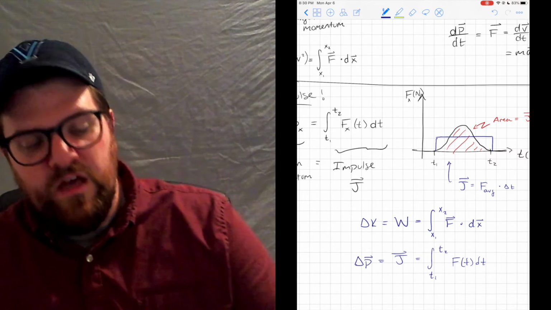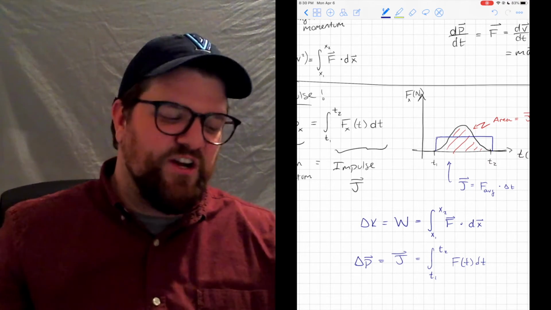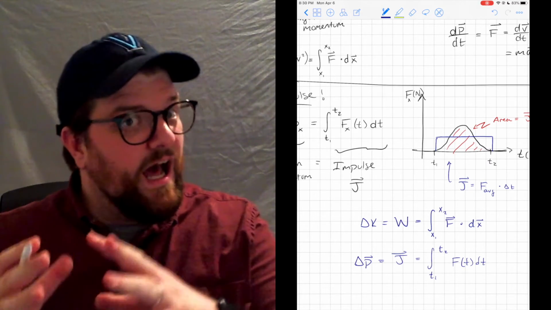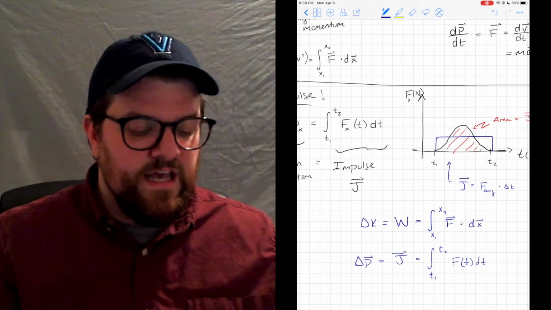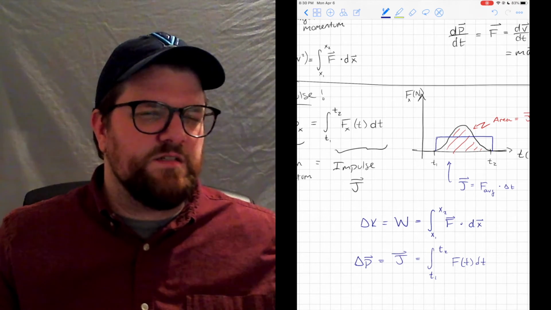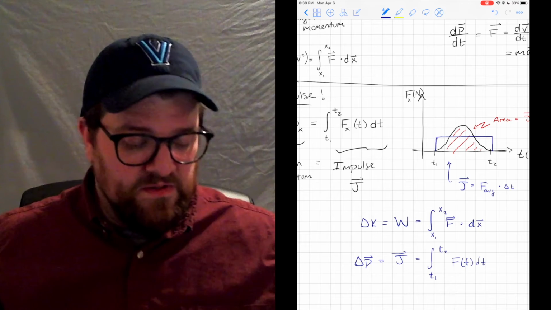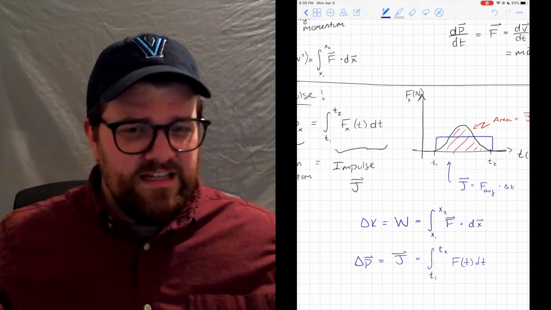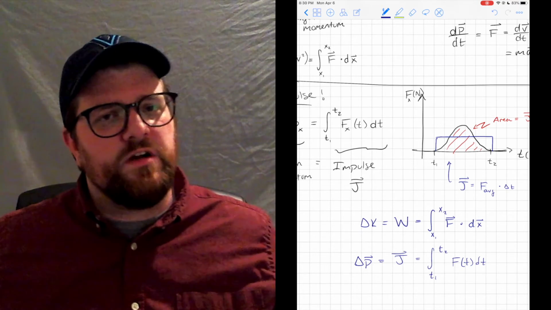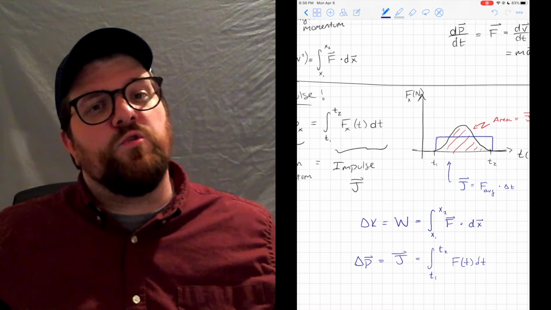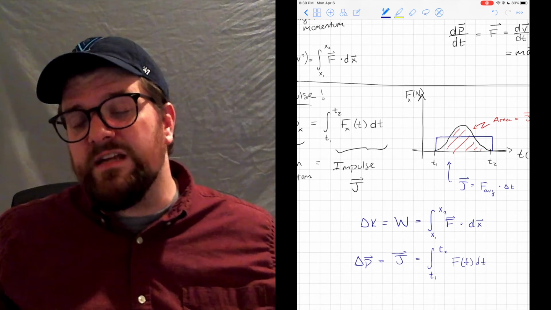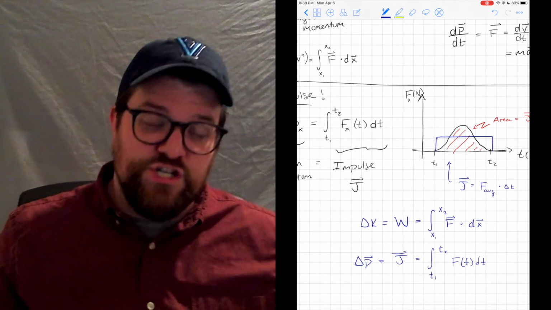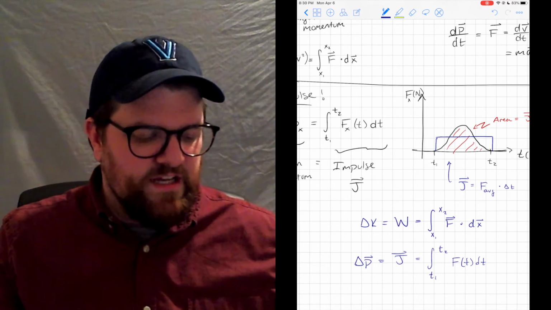So there are a lot of parallels, not only with the structure here, but in how we're going to talk about our systems being isolated, non-isolated, interacting with environments. We're going to see a lot of parallels between work and impulse. So that's where I want to leave it for now. This is, again, just laying the groundwork to clue us in that we are going to approach momentum problems very similar to how we approached energy problems. So just have that in the back of your head as we move forward.